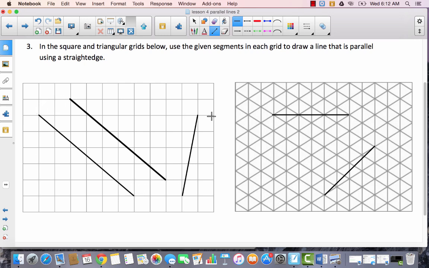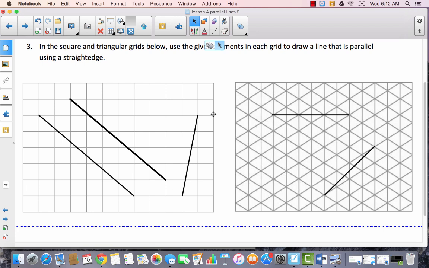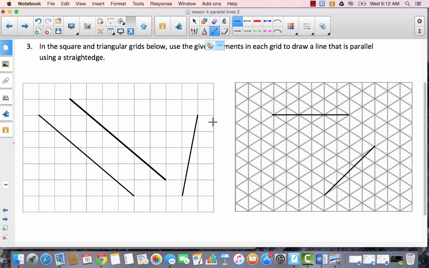Okay, same way with this. See how this one starts here and ends here? I could do the same thing here. I'm going to start it in this corner. Oops, I lost my line again. I'm going to start it in this corner and I'm going to end it in this corner. And I know that they're parallel.